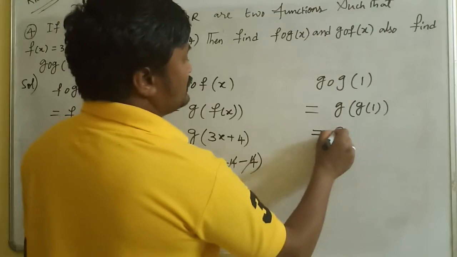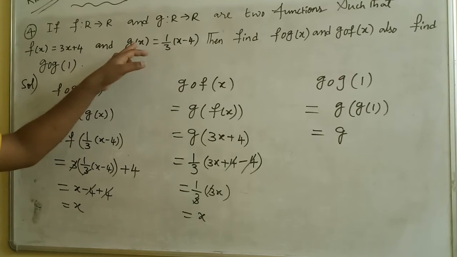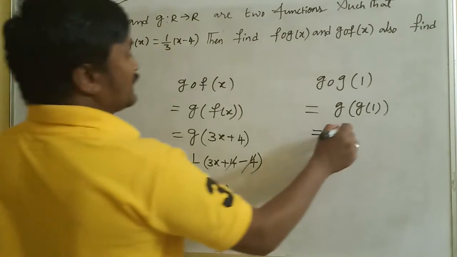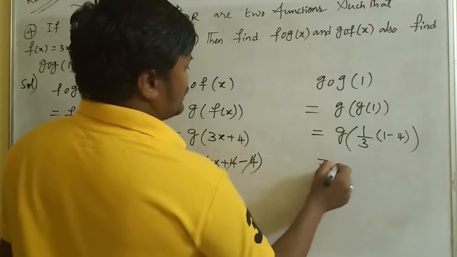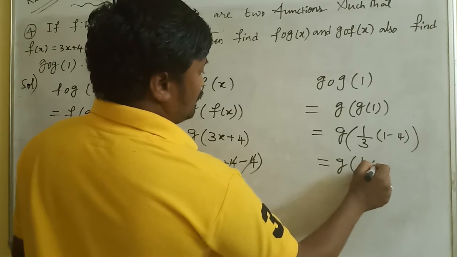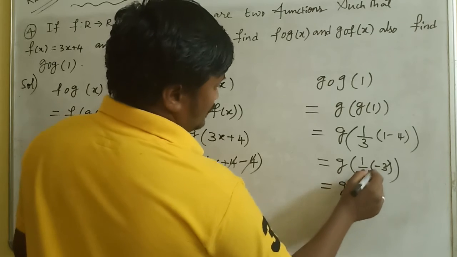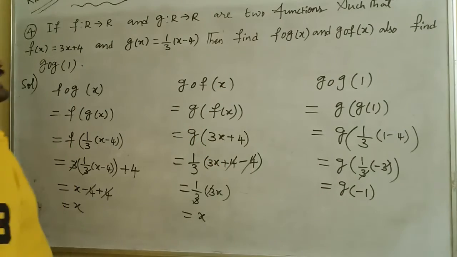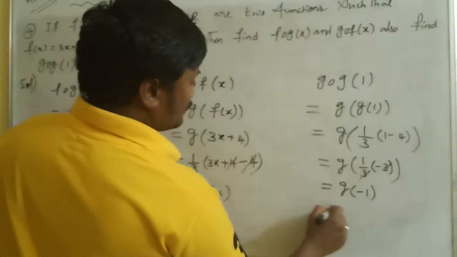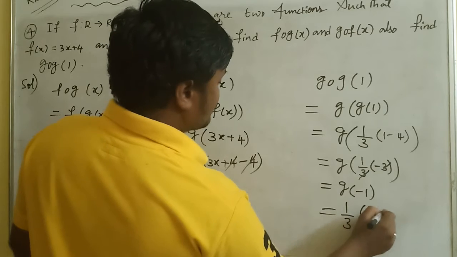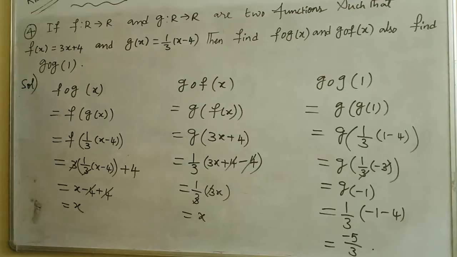g of g of x means, in g of x, 1 upon 3x minus 4, wherever x is there, what do I need to substitute? g of 1. So now I can write here 1 upon 3 into 1 minus 4. That means g of 1 upon 3 minus 3. 3 get cancelled, that is g of minus 1. So wherever x is there, in that place minus 1 substitute. So now 1 upon 3 into minus 1 minus 4, you get minus 5 upon 3. So that is about your 3 answers.